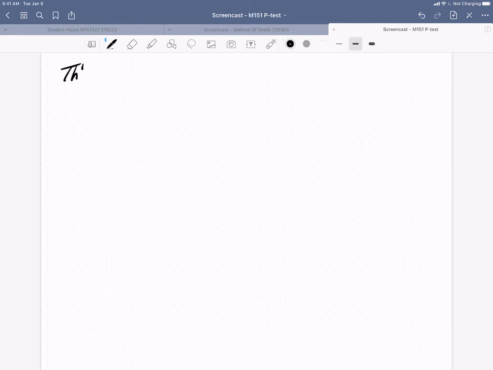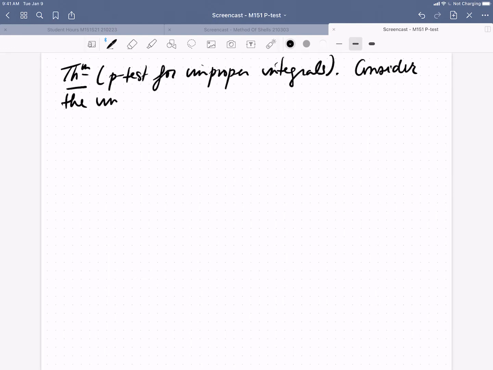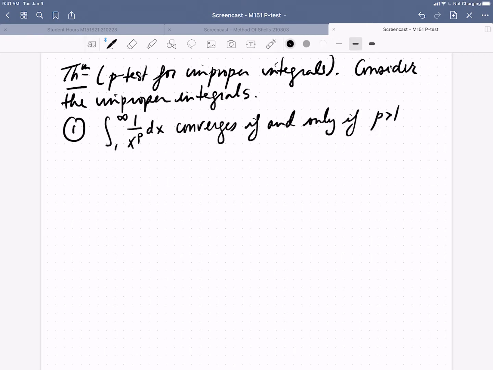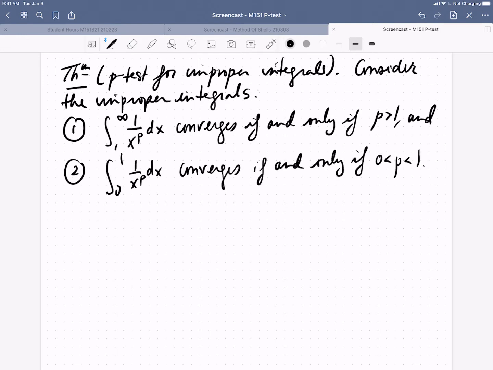Let me start out by stating the theorem. I'll let you read the statement. This theorem considers the very special case of integrating these monomials in the case that we have an improper integral.